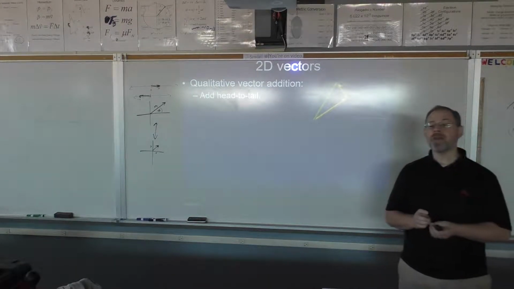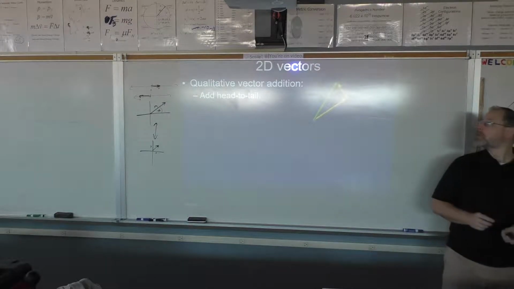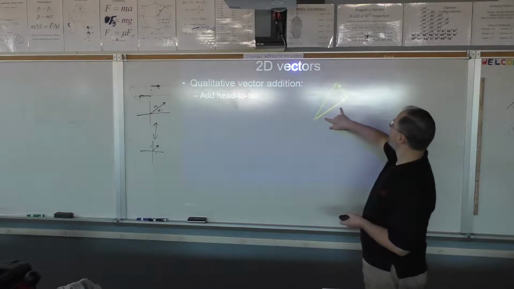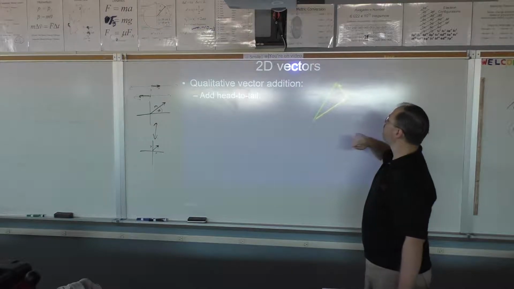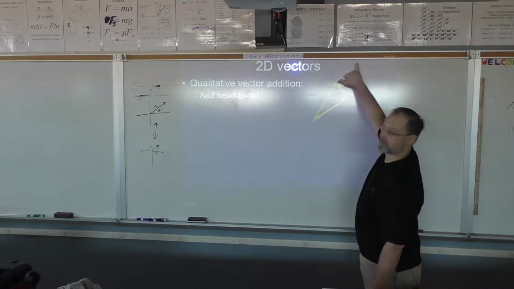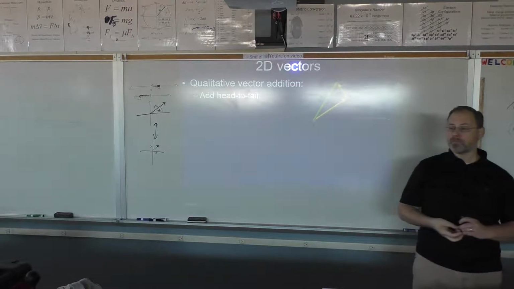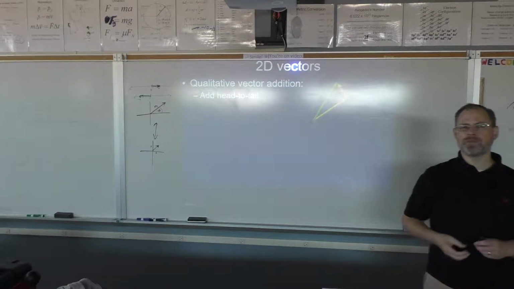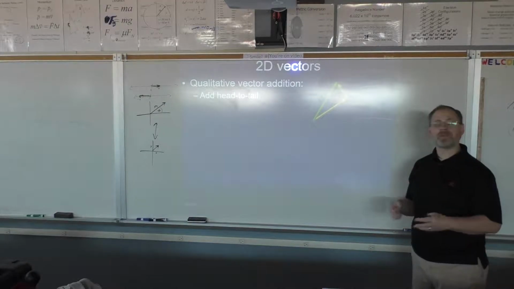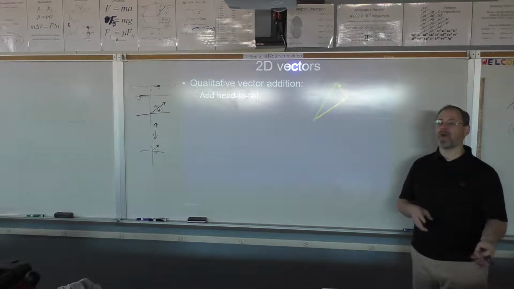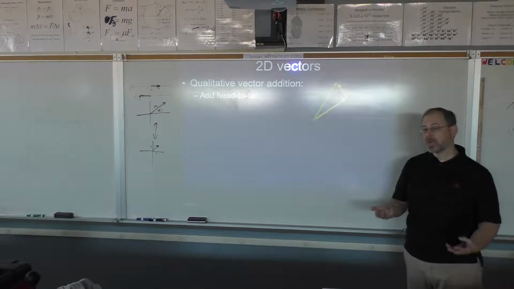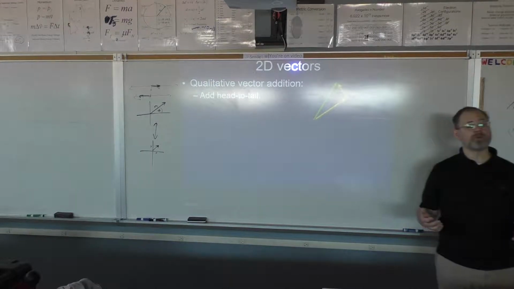Now, does it matter what order you use? So the big vector is the first vector and the little vector is the second vector. Would it matter if you went little vector to big vector? No, it wouldn't, because addition is commutative. So 7 plus 5 is the same as 5 plus 7. Similarly, when you add vectors, it doesn't matter what order you add them.